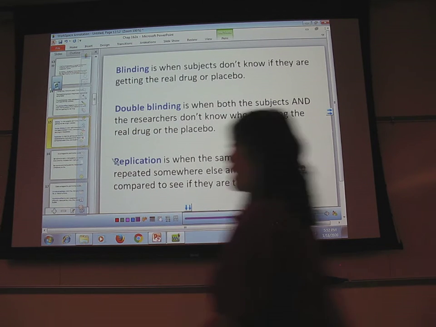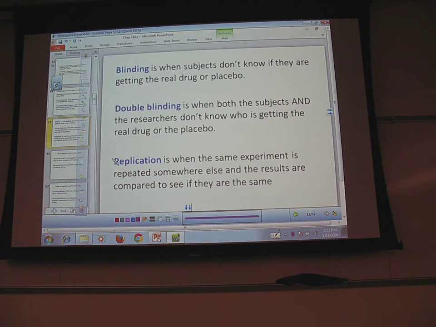So we're going to talk a little bit about that in a video. There is this thing called the, the whole talk is called Why Most Published Papers Are False.